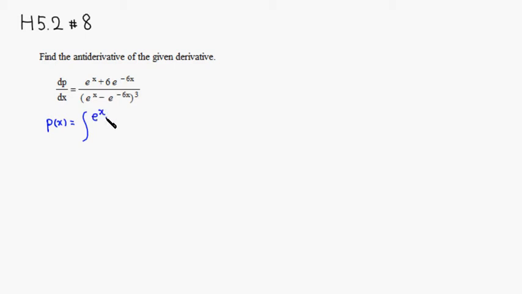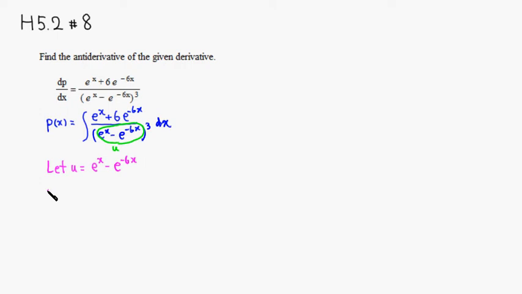So e to the x plus 6 e to the negative 6x over the quantity e to the x minus e to the negative 6x raised to the third power, with respect to x. Our substitution is going to be the expression inside the parentheses on the bottom. So that's going to be the u. Let u be e to the x minus e to the negative 6x.